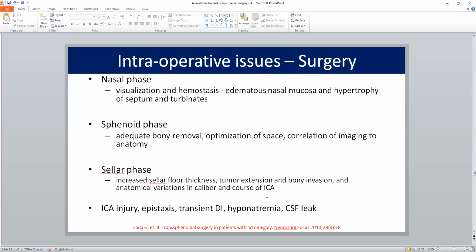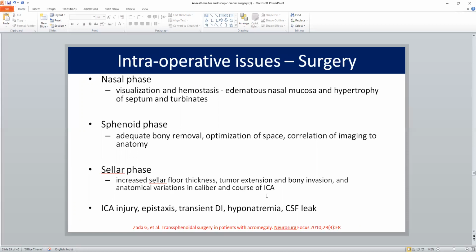It's not just anesthesiologists who face problems, surgeons also face problems, and anesthesiologists can help in minimizing the problems faced by the surgeon during transnasal transsphenoidal endoscopic pituitary surgery. During the nasal phase, visualization and hemostasis are important. The edematous nasal mucosa and hypertrophy of the septum and turbinates can prevent good visualization and result in bleeding. During the sphenoid phase, bone removal becomes important to optimize the space, and there may be a lack of correlation between the imaging findings and the actual anatomy during the endoscopic visualization.